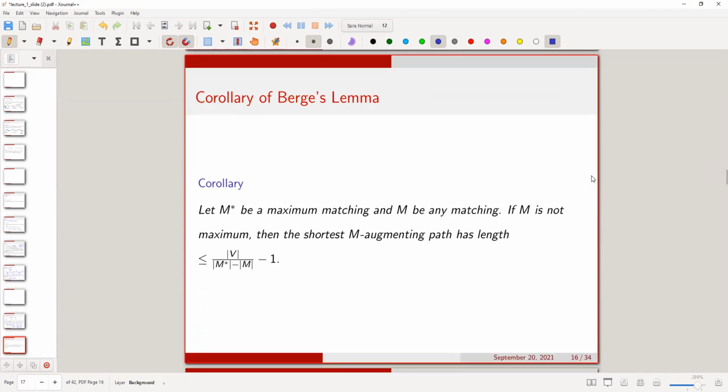So here what do we have? If M star is a maximum matching and M is any other matching, and M is not a maximum matching, then the shortest M augmenting path has length at most |V| divided by |M star| minus |M|, minus 1. One hint I can give is that we have to use the pigeonhole principle. So does anybody want to attempt this problem? I mean, how to solve it?